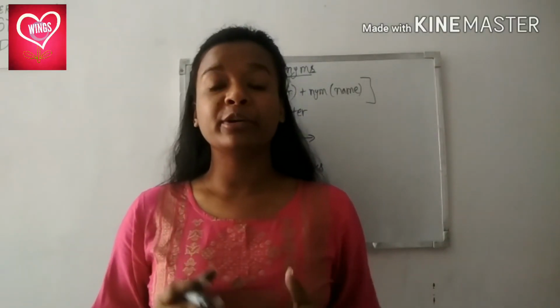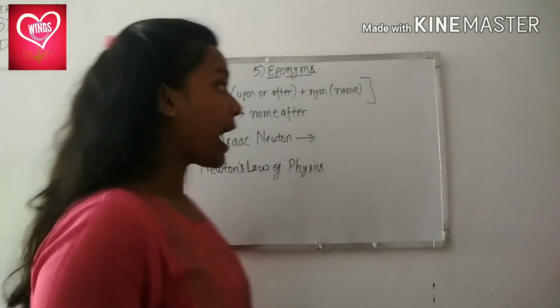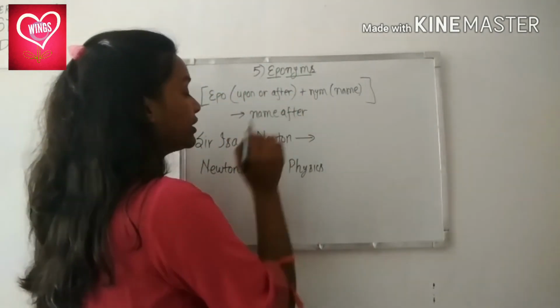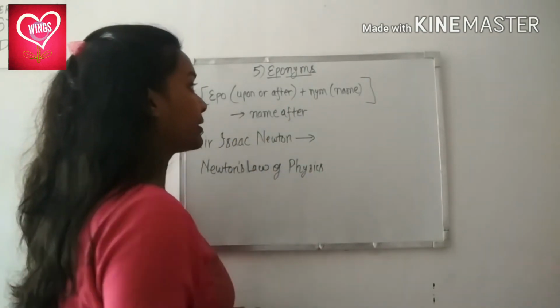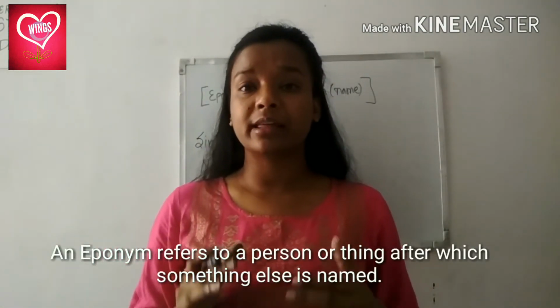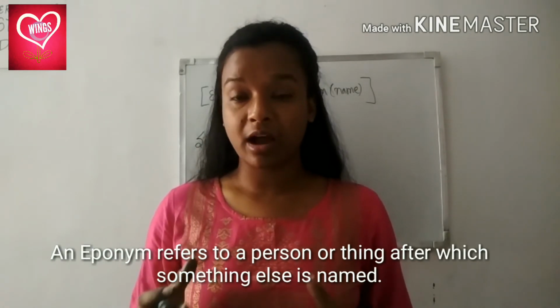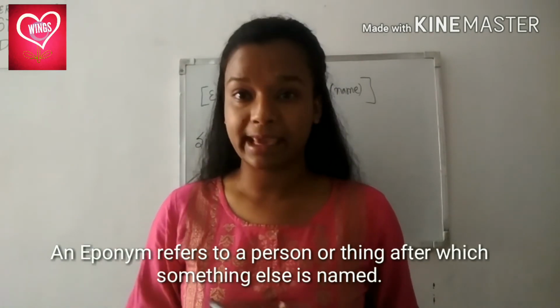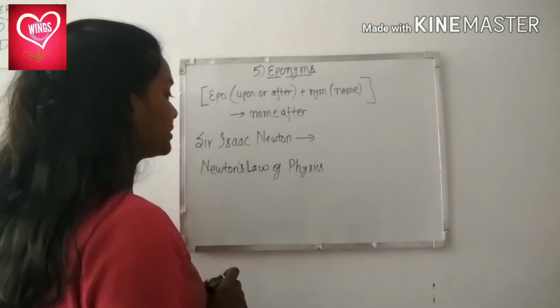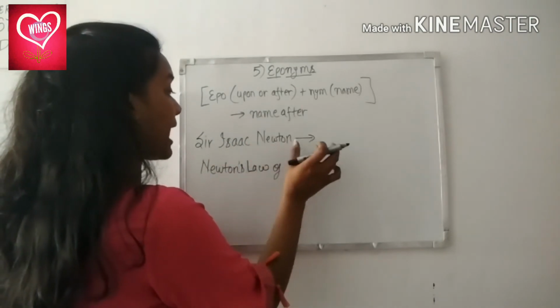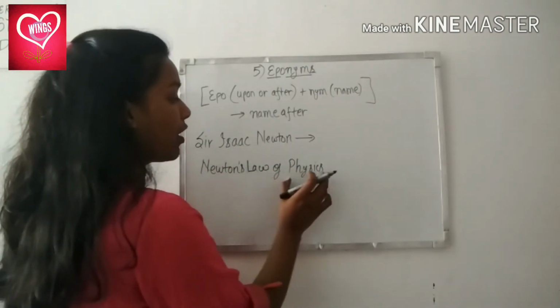The next type is eponym. The word eponym is made up of two root words. The first one is epi and the second one is nym. Epi means upon or after, and nym means name. That means name after. An eponym is a person or thing after which something else is named. For example, Sir Isaac Newton. He is an eponym for Newton's law of physics.